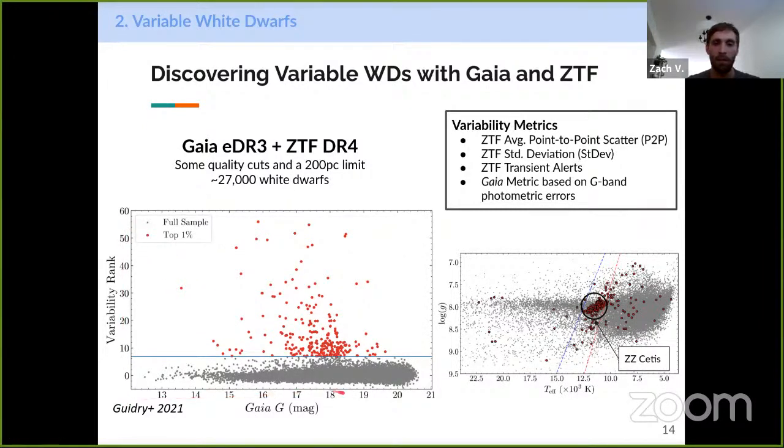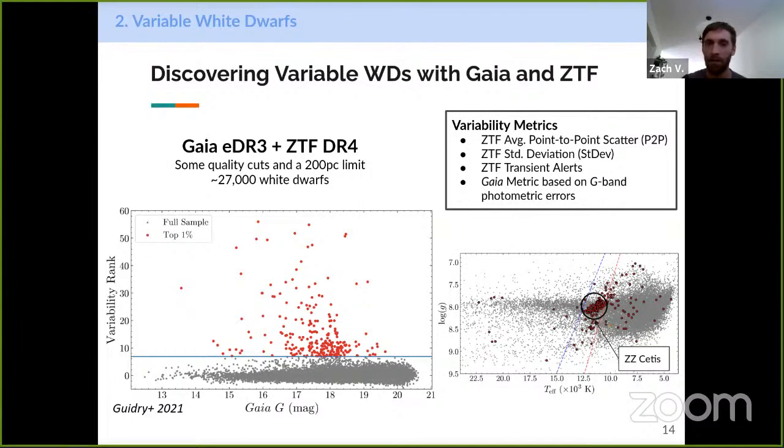So in this plot, it's pretty much the same as the previous, except this time the gray points, which is the full sample, have already been detrended. So all the exponential behavior has been removed. And just the red points are shown here again as the top 1% most variable stars in this Gaia plus ZTF cross-matched sample. And again, if you look at a log g, T-effective diagram to see where all these top 1% objects are, the vast majority are in the ZZ Ceti instability strip, which again tells us this metric is working in terms of identifying variable sources.